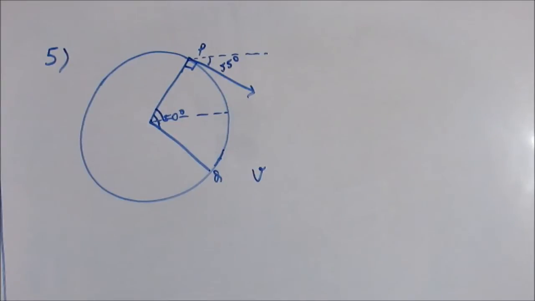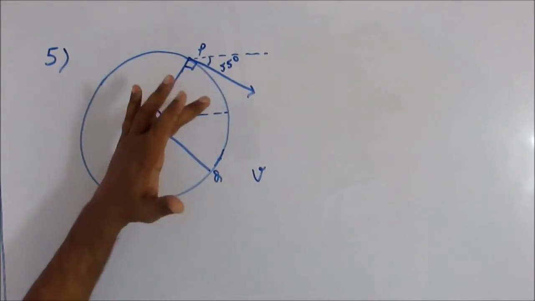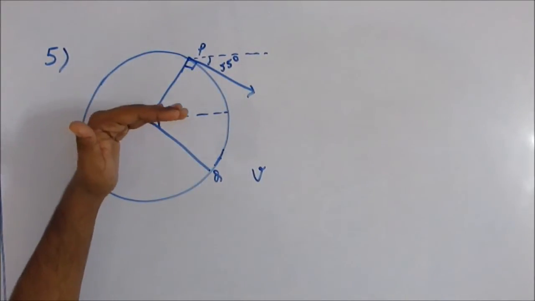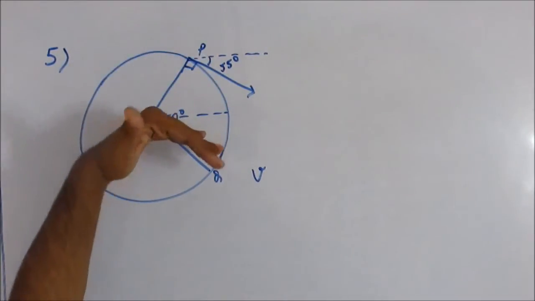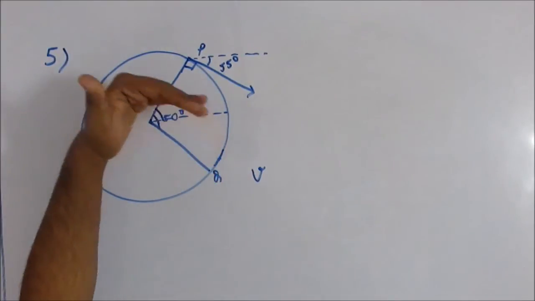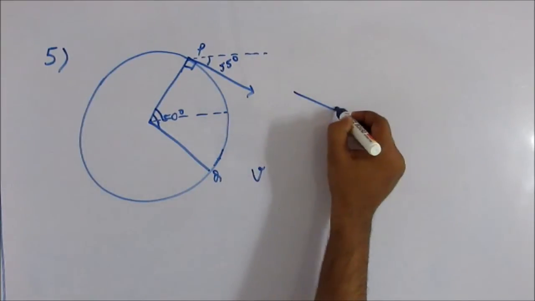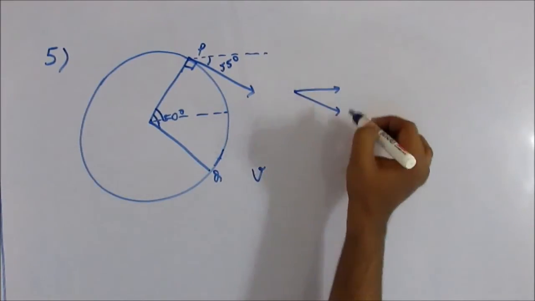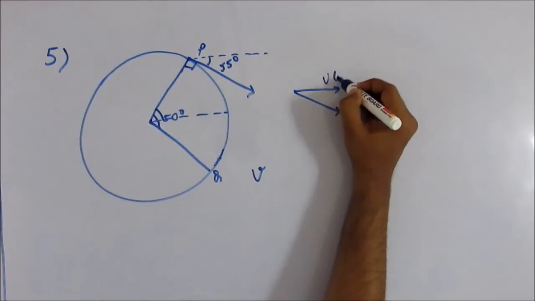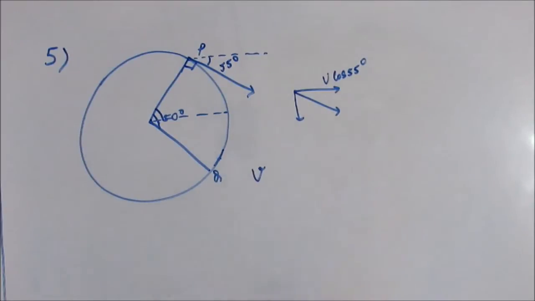So this angle is 55 degree, and you had enough practice of finding the component of a vector along a line when the angle between the vector and the line is given. In this case, the angle between the vector and the line is 55 degrees. So the component of this vector along this line will be v times cos 55 degree. X component of the given vector is v cos 55 degree. And similarly, the y component of the given vector will be v sine 55 degree.